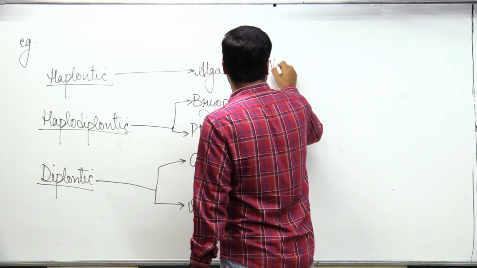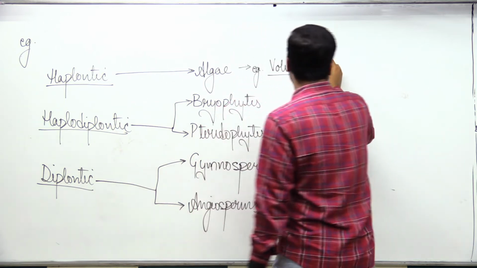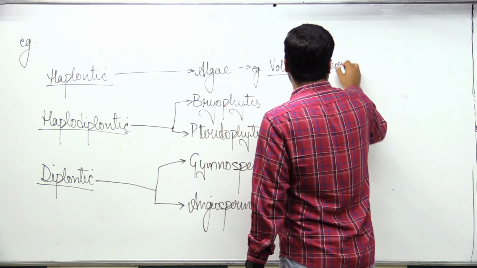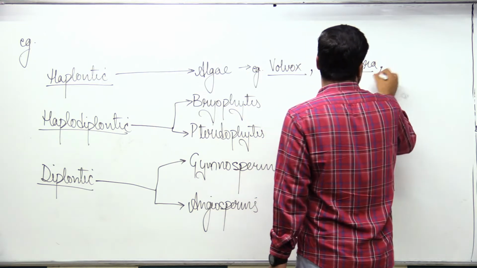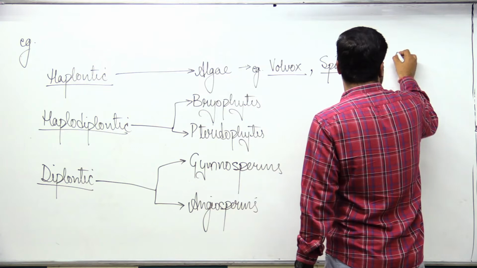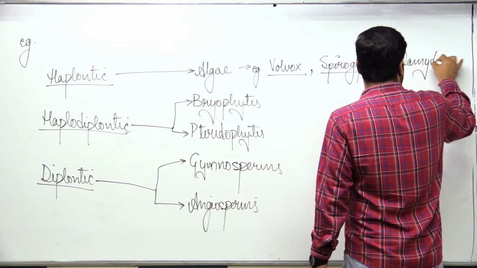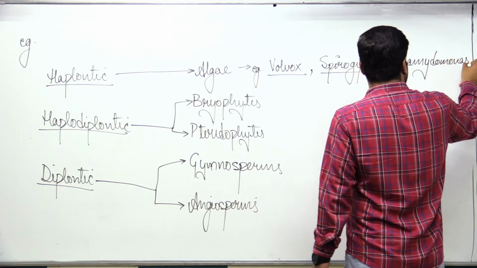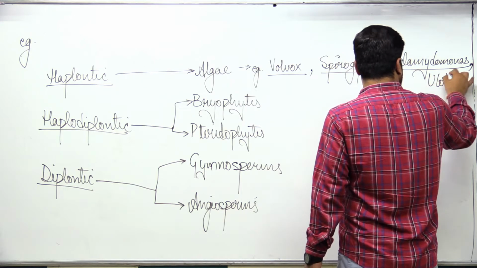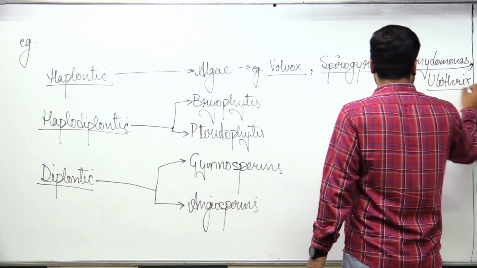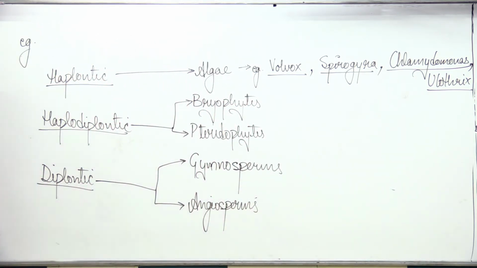Okay, so here we will be having example as Volvox. Then we'll be having Spirogyra. Then we'll be having Chlamydomonas, few species only. Ulothrix is also there. So mostly algae are showing haplontic type of life cycle.